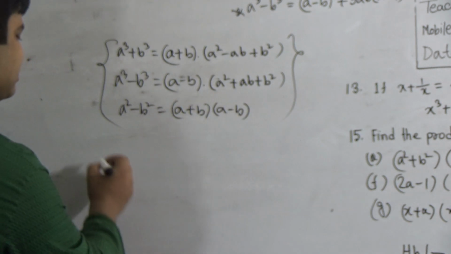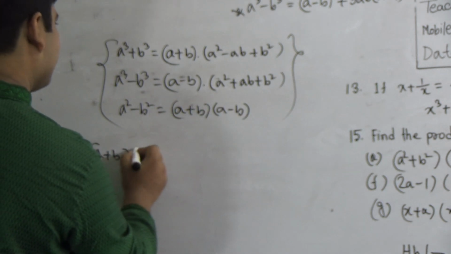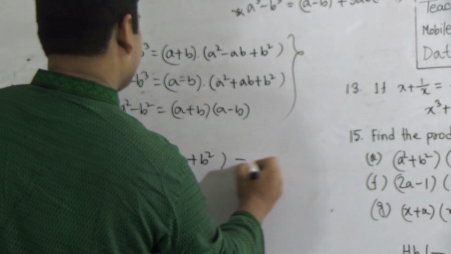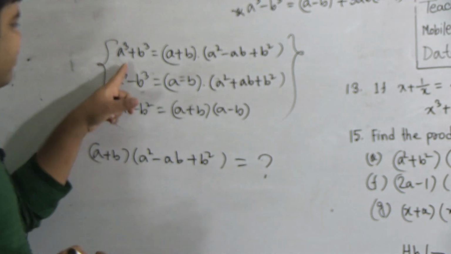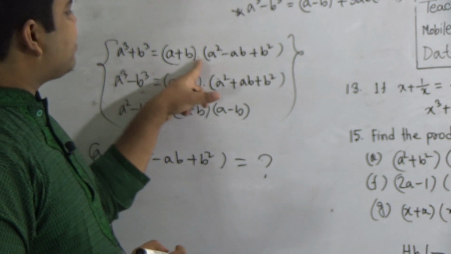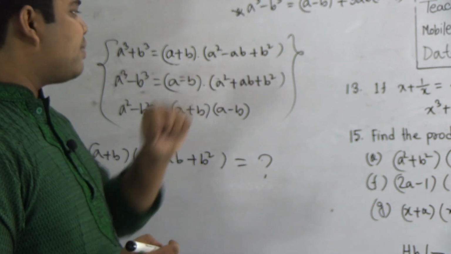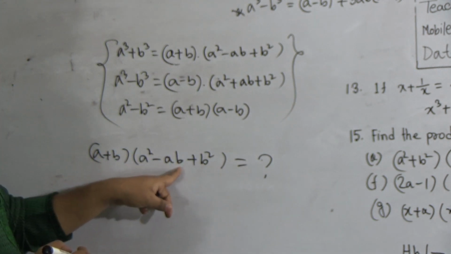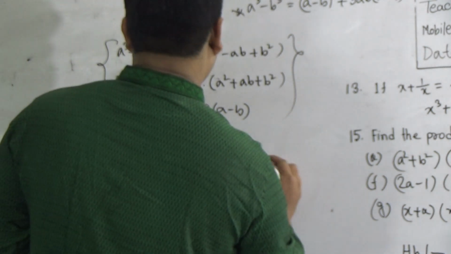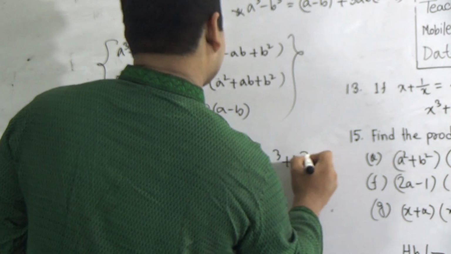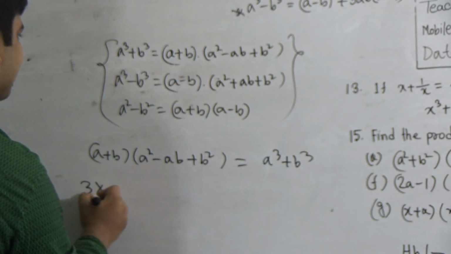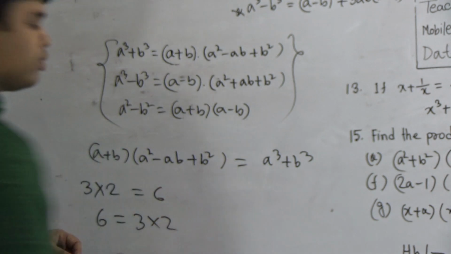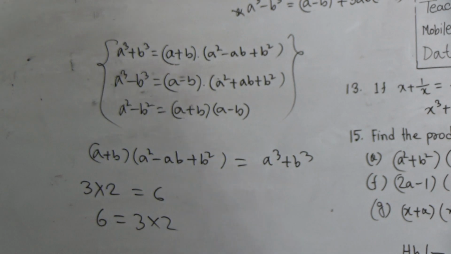So, can we write (a plus b) into (a square minus ab plus b square) equal to what? Okay, if a cube plus b cube equals (a plus b) into (a square minus ab plus b square), then we can easily write (a plus b) into (a square minus ab plus b square) equal to a cube plus b cube. Just like this one, 3 multiply 2 equal to 6. So, 6 equal to 3 multiply 2. I hope you have understood, my dear student.